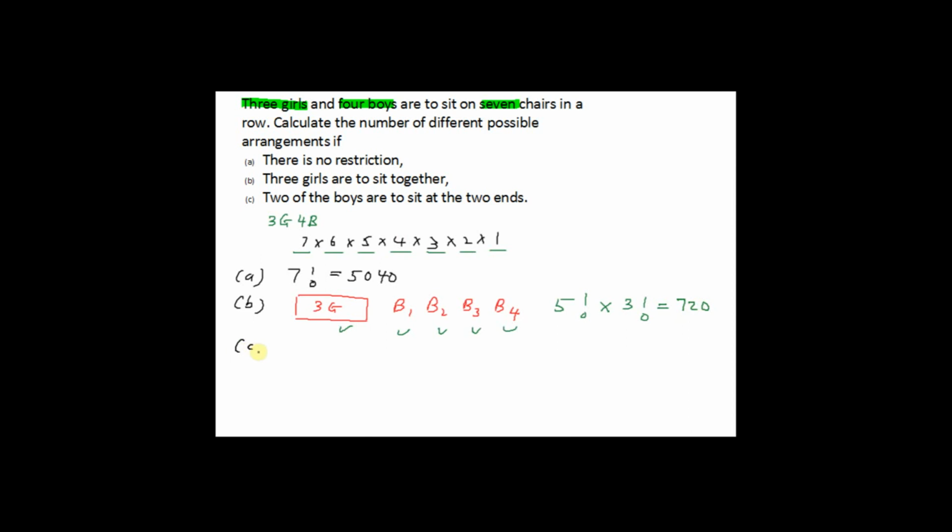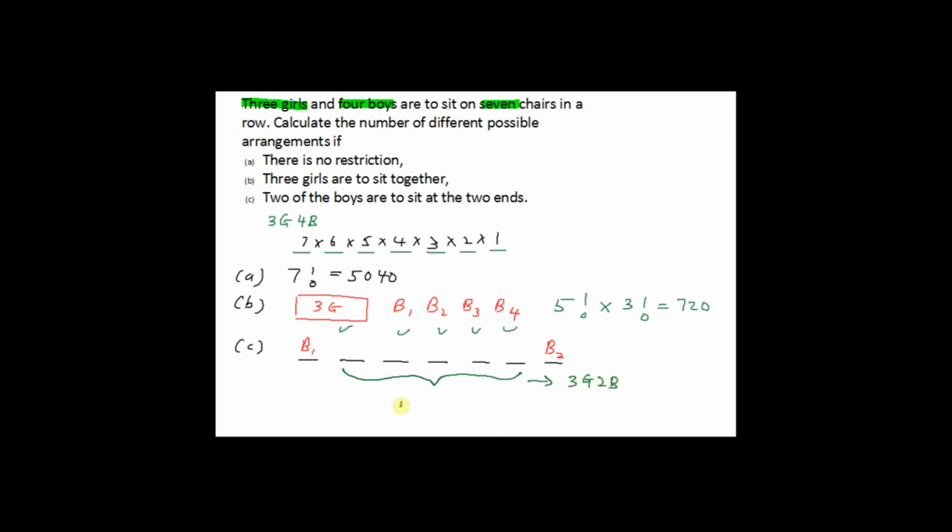So now for part C, we have to calculate the number of different possible arrangements if 2 of the boys are to sit at the 2 ends. So now you have 1, 2, 3, 4, 5, 6, and 7. Let's say 2 boys, that is boy 1 and boy 2, are to be seated at the 2 ends. So now you have 5 chairs left in the middle, in which you are going to arrange 3 girls and 2 boys.